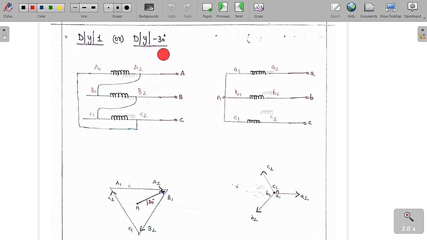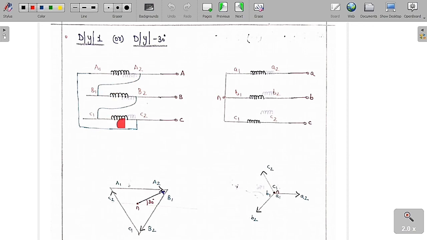So 1 o'clock is also called minus 30 degrees because simply by seeing it we can say that the low voltage winding phase voltage is going to lag the high voltage phase voltage by 30 degrees. That is the significance of this one.